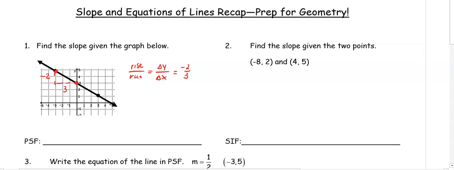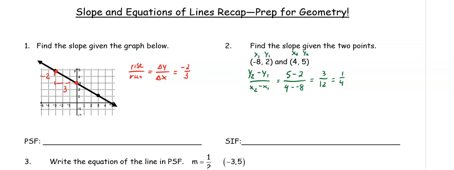In number 2, find the slope given the 2 points. So we can do this two ways. We can find slope using the slope equation or using a table. So if we use the equation, y2 minus y1 over x2 minus x1, your first coordinates are x1 and y1. Your second coordinates are x2 and y2. So we have 5 minus 2 over 4 minus negative 8, which gets us 3 over 12. Both of those numbers are divisible by 3, so that reduces to 1/4.